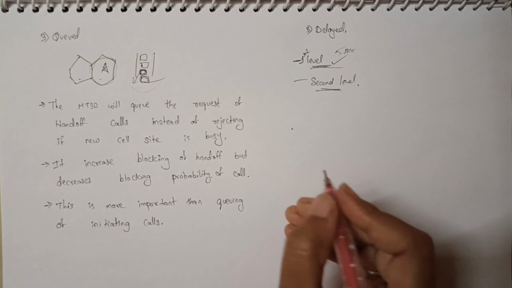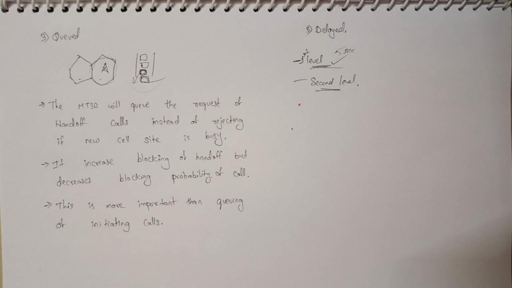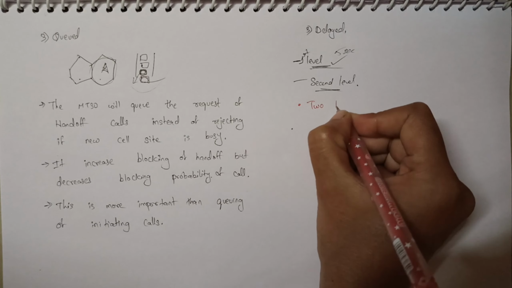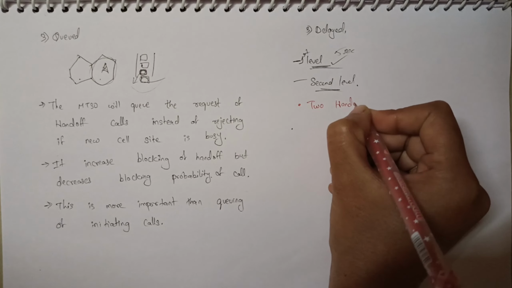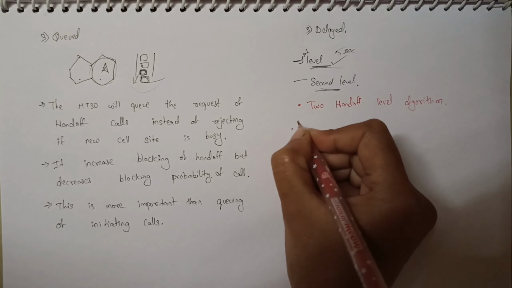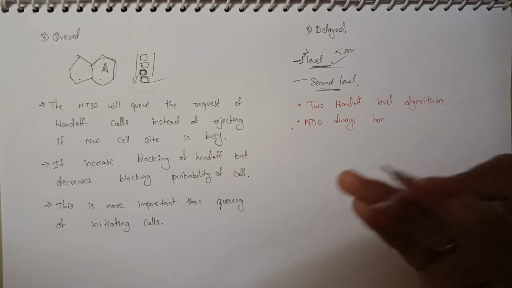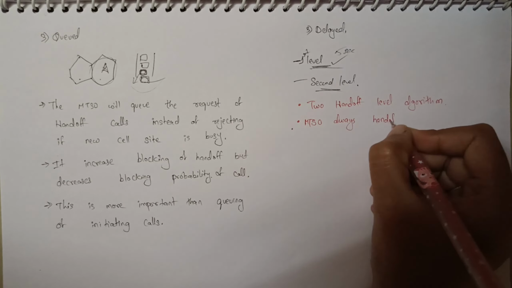Now let's write out the points of delayed handoff. So here it is a 2 handoff level algorithm. It handles the handoff call first and the originating call second.